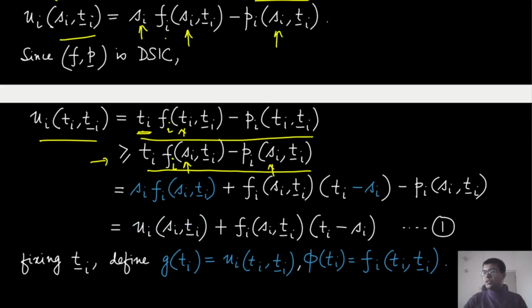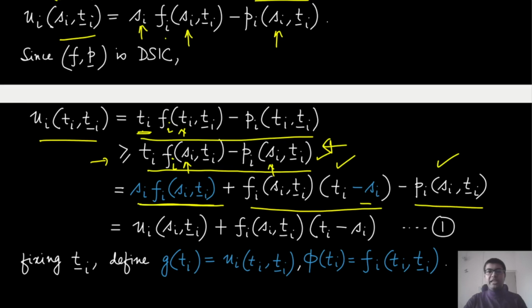Now what we are going to do is add and subtract one term, si fi of si comma t minus i. So if you add this term to this expression and subtract it, then you can write it in this form. The first term will be si fi of si t minus i, and then you have the second term. The terms shown in white are already coming from the previous step, and this one shown in blue is actually being added and subtracted. Now what does this mean?